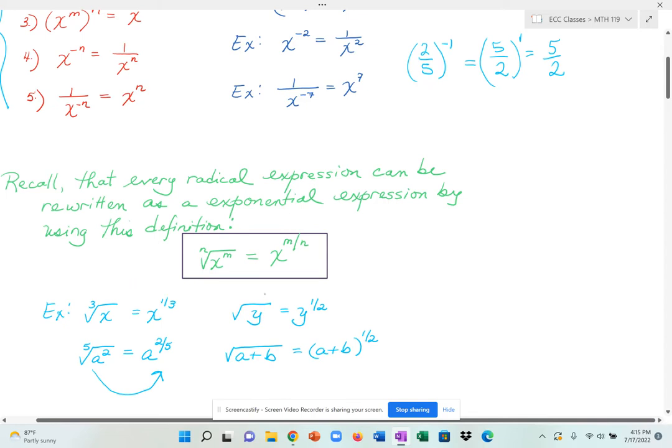Here, it's a square root. So like I said, you have to assume there's a little 2 here, even though you don't see it. So the square root of y is the same as y to the 1/2. And here I have the square root of a plus b. A plus b is inside of the square root symbol, so that is the same as a plus b in parentheses raised to the 1/2 power.